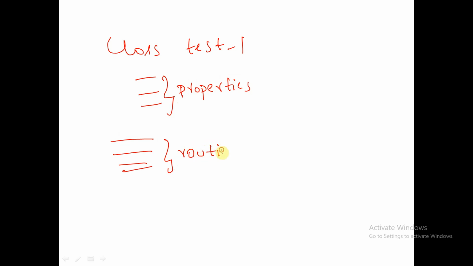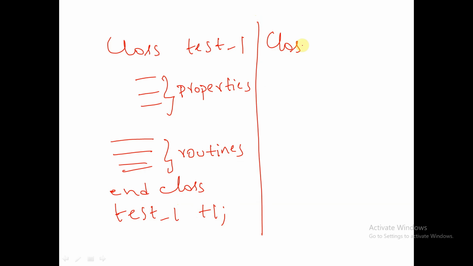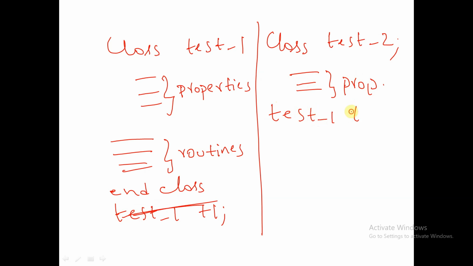Suppose we have a class called test_one, and this class has some properties and routines, and we are ending the class. We can declare the handle of this class, test_one, as t1. Similarly, I'm declaring one more class called test_two, and I'm declaring some properties. I'm declaring the handle of test_one as t1, like this.